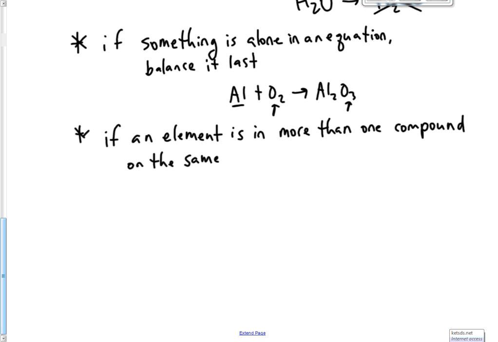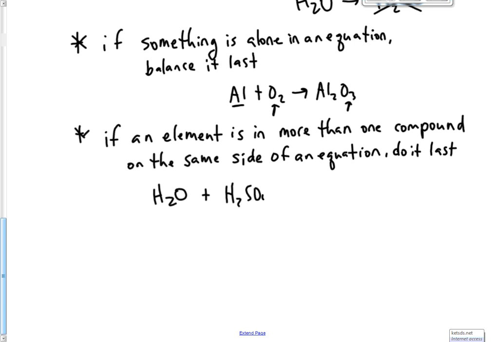This is more often with like oxygen and hydrogen, things that are very, very common. Take an example. Okay, so let's say you have, I don't know, H2O plus H2SO4, something like that. I don't know. But you've got hydrogen and whatever it makes.